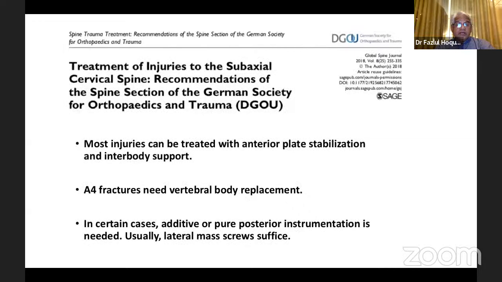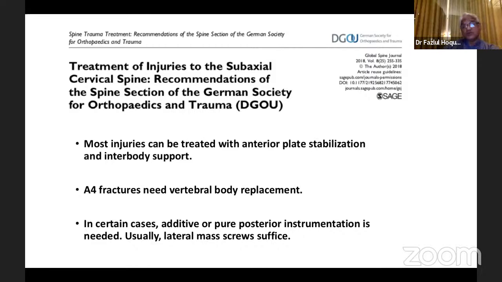There are other recommendations from the German Spine Society. The recommendation is that most injuries can be treated with anterior plate stabilization and interbody support. In certain cases, additive or pure posterior instrumentation is needed; usually a lateral mass screw is enough.